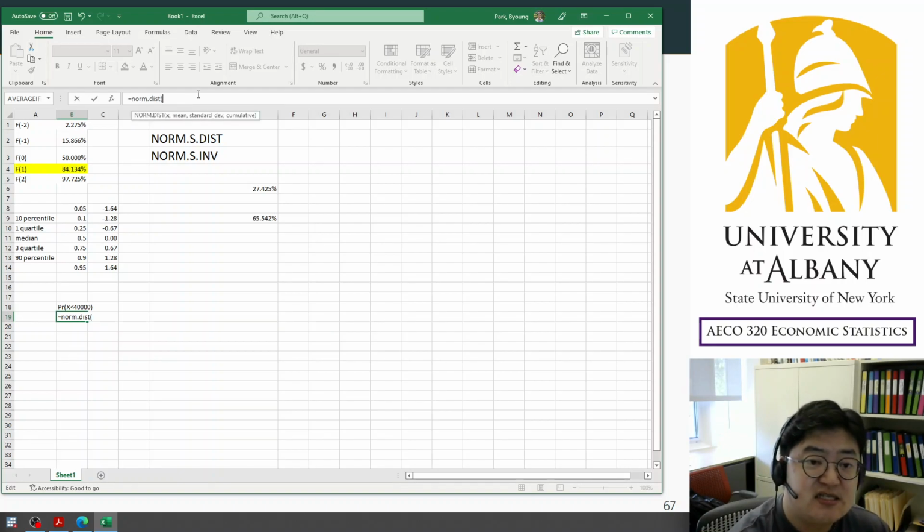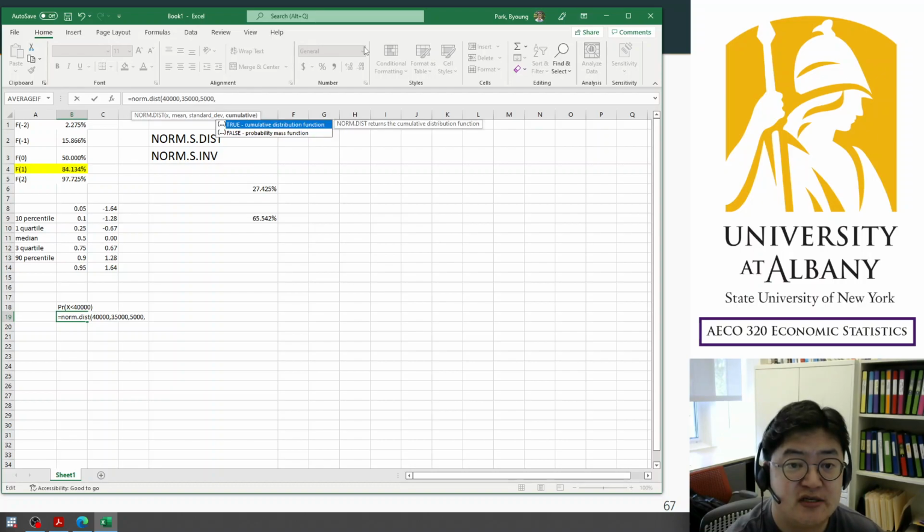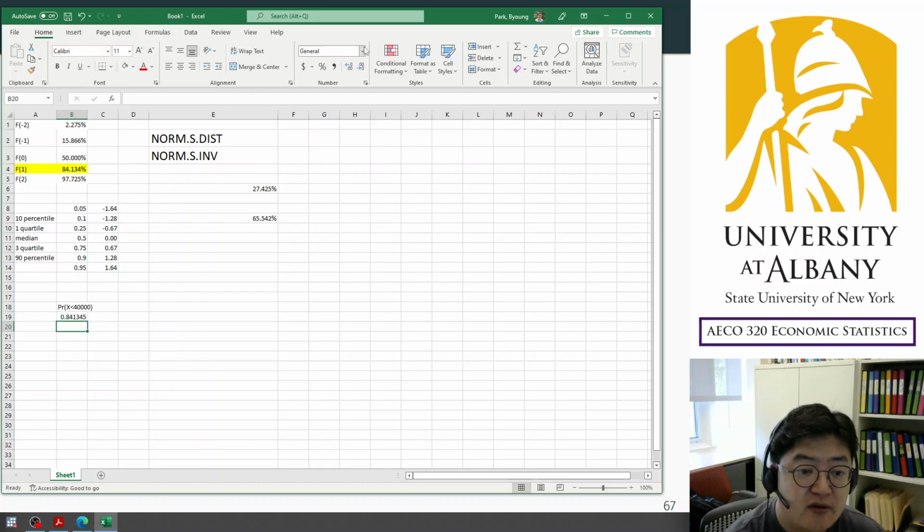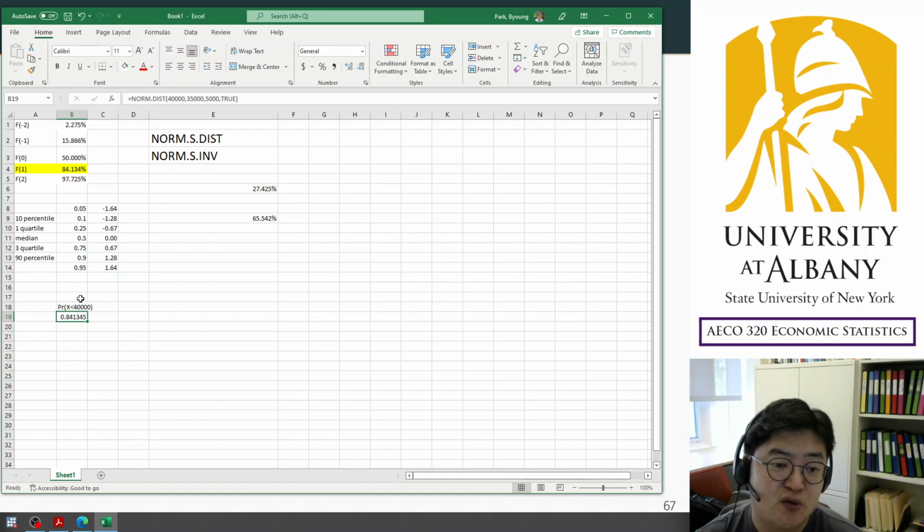And then this will give you the option to change the mean and the standard deviation. We are looking for the cumulative probability at 40,000 with mean 35,000 and standard deviation 5,000. Cumulative is true. Then you can calculate the probability without standardization. Excel does the same thing for you.